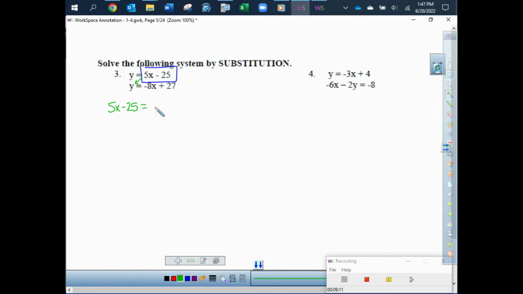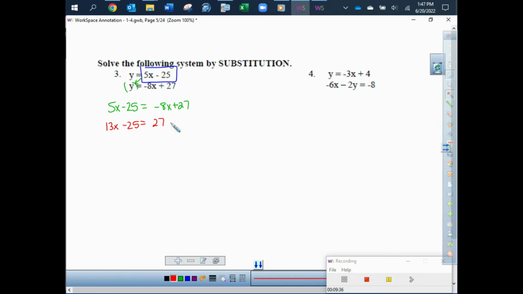And that'll equal negative 8x plus 27. See how I just rewrote what was in the box on this bottom line? I put it in parentheses. And now this is old school Algebra 1. We're just going to solve for x. We're going to get all the x's on one side, all the numbers on the other side. So I'm going to add 8x over here. That would give me 13x. This minus 25 is still there, and the 27 is still there.